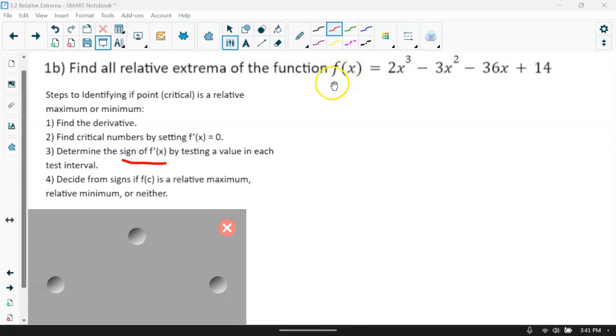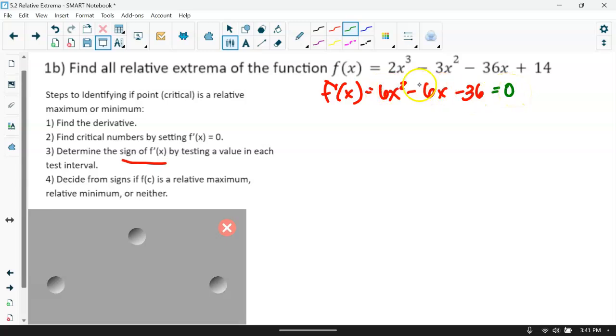Here we go. So the derivative here, you should have gotten 6x squared minus 6x minus 36. Now again, remember here we're looking for where the derivative does not exist, right, or equal to 0. So here we're looking for where it's equal to 0.